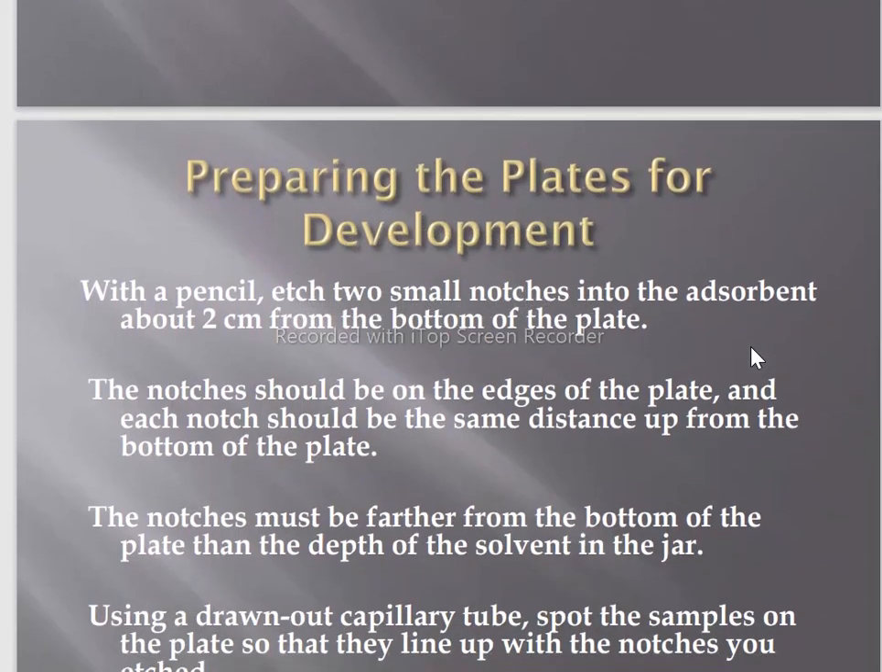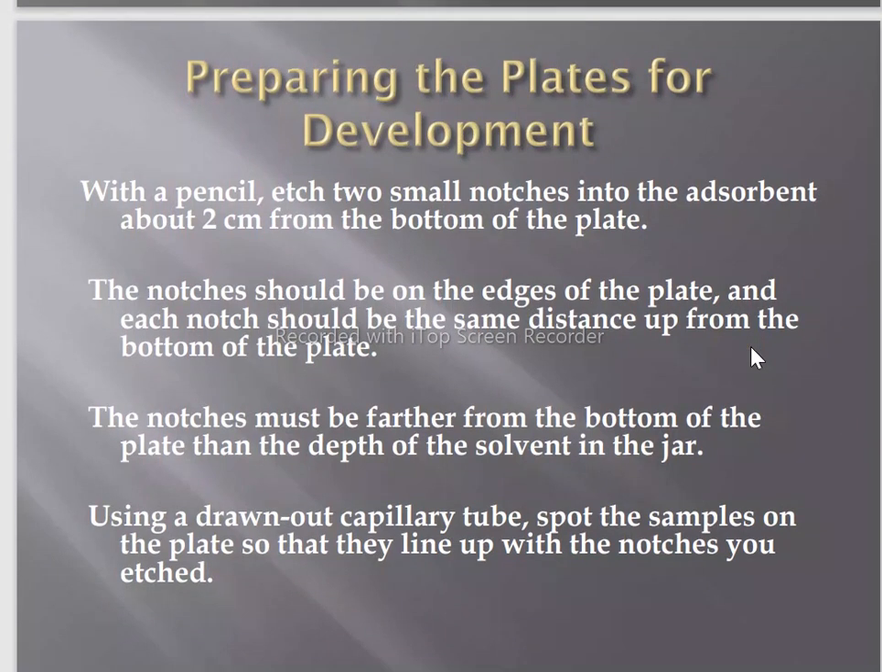Preparing the plates for development. With a pencil, etch two small notches into the absorbent about 2 cm from the bottom of the plate. The notches should be on the edge of the plate, and each notch should be the same distance up from the bottom of the plate. The notches must be farther from the bottom of the plate than the depth of the solvent in the jar. Using a drawn out capillary tube, spot the samples on the plate so that they line up with the notches you etched.